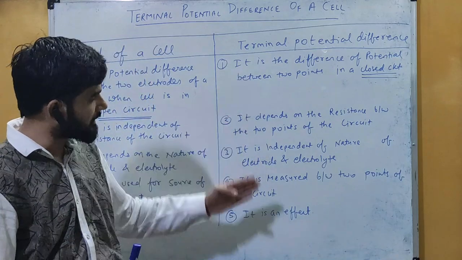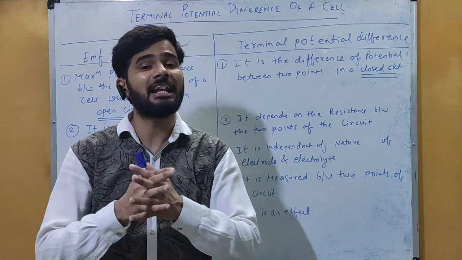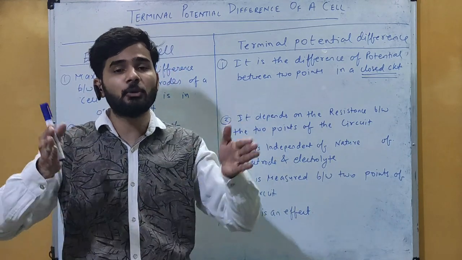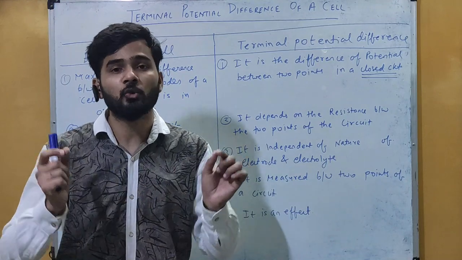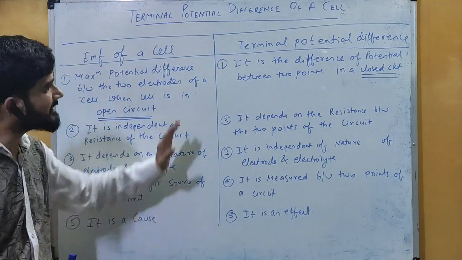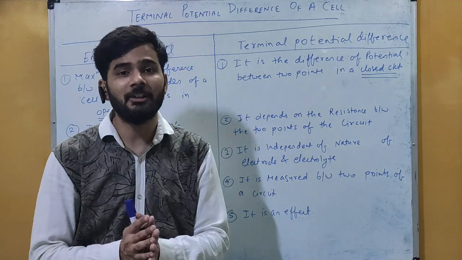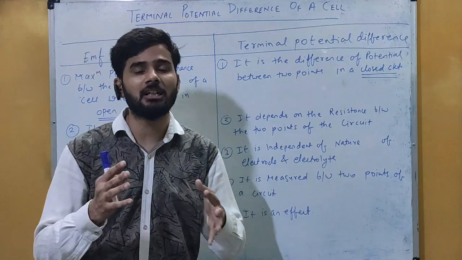And the terminal potential difference is an effect. Because unless we have a cell, we cannot calculate the potential difference between any two points, or we will not get a potential between two points. So this EMF is the cause and terminal potential difference is an effect. So this is all about the terminal potential difference and the internal resistance of a cell.